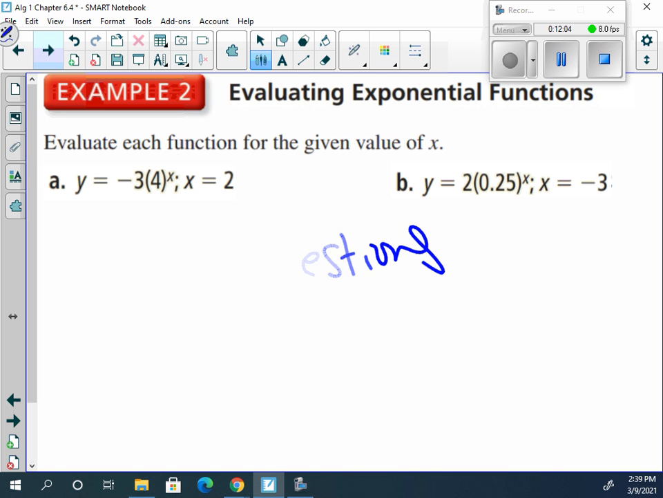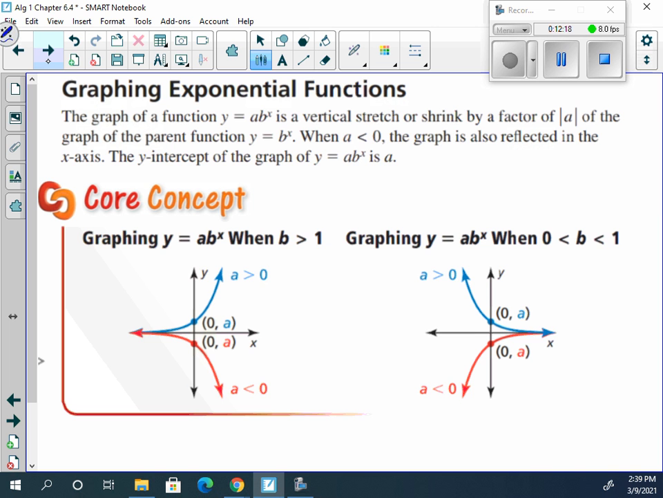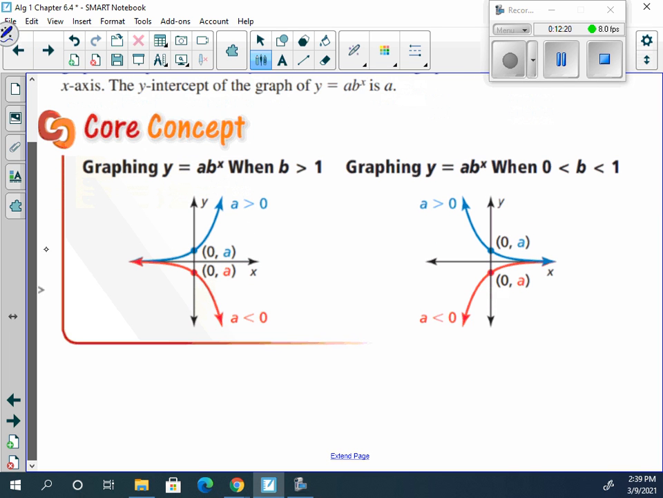Any questions on this, or do we feel good with these? We like these, the ones that we can just type into the calculator and it gives us our answer? All right. Okay. Now, we're going to go over graphing: y equals a times b to the x when b is greater than 1, and y is equal to a times b to the x when 0 is less than b is less than 1.